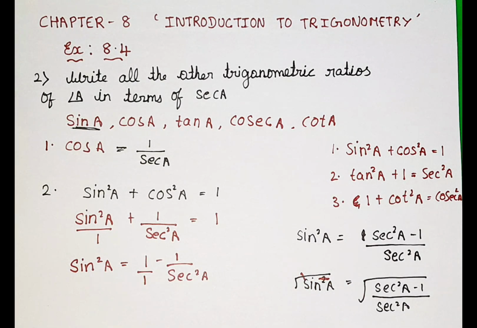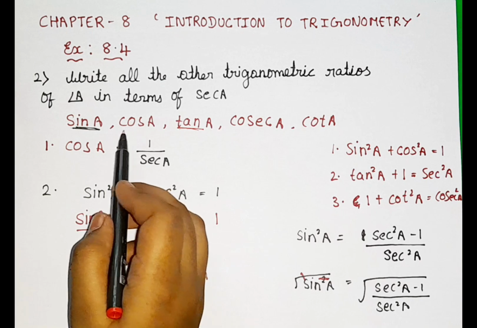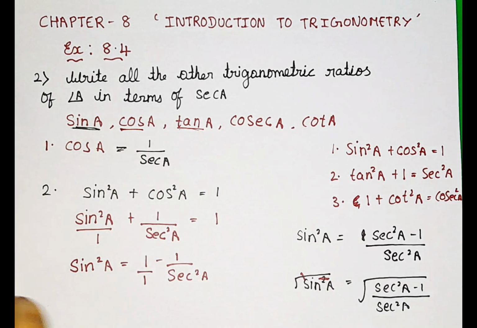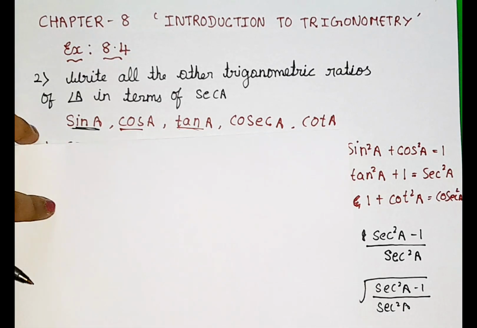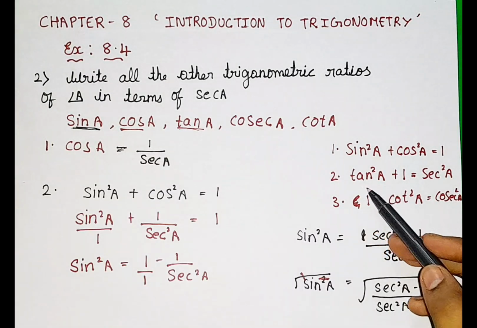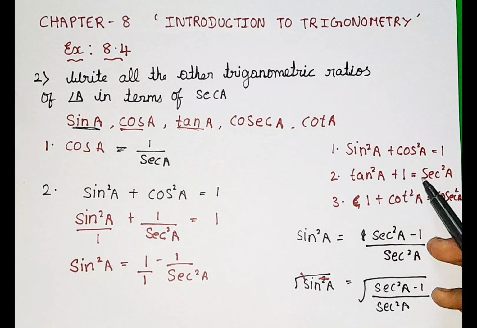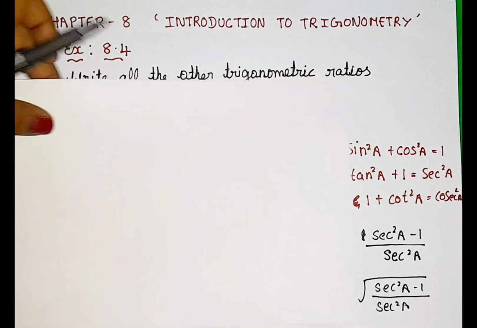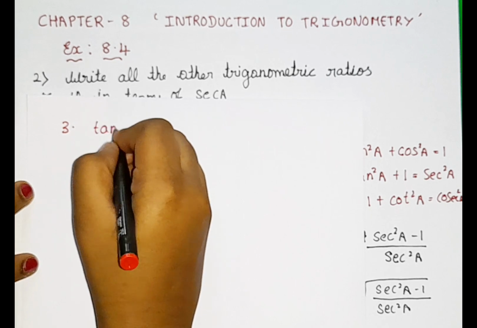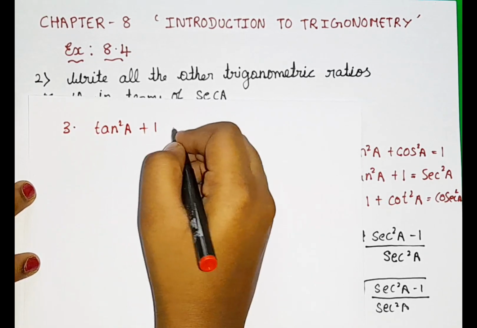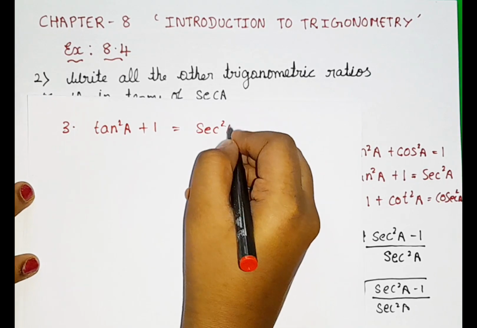Of course this is going to be our answer for sin A. Now I am going to solve it for tan A. We already solved for cos A, so now let us solve it for tan A. Here we have an identity: tan square A plus 1 is equal to secant square A. Since I have secant square A, I can apply that identity. So I will write tan square A plus 1 is equal to secant square A.